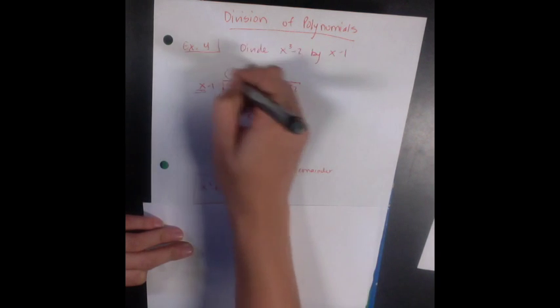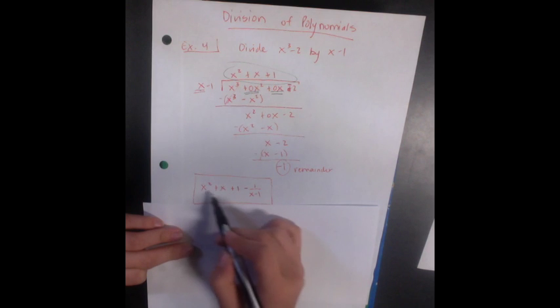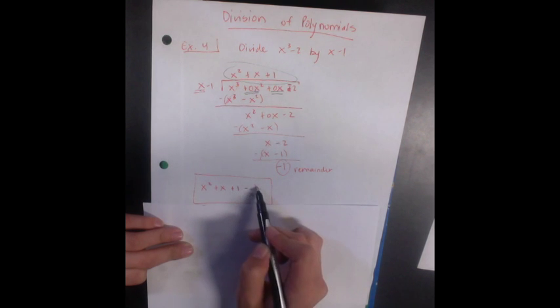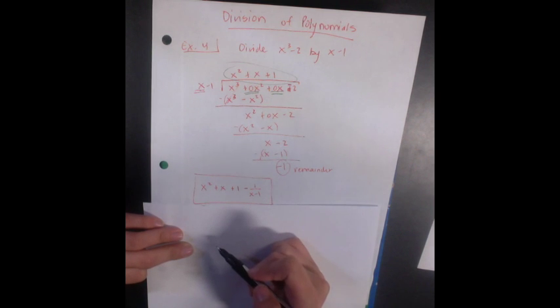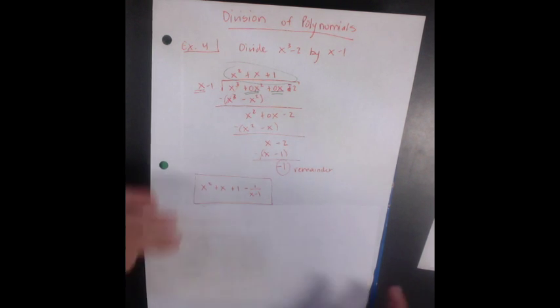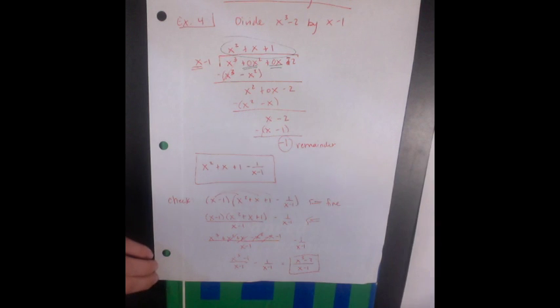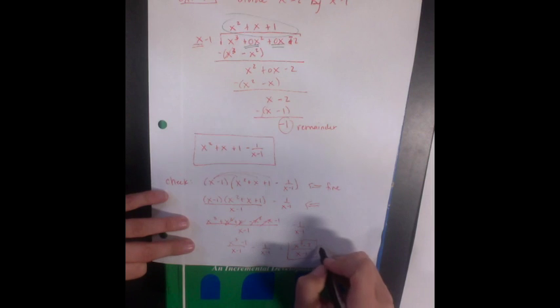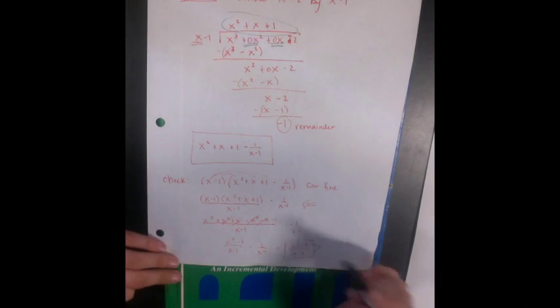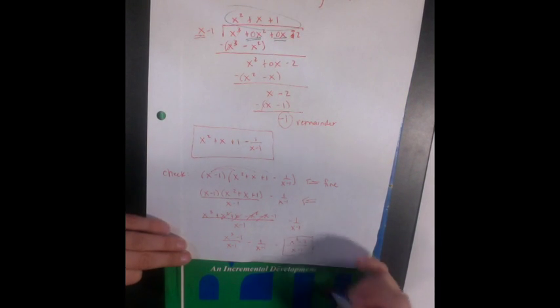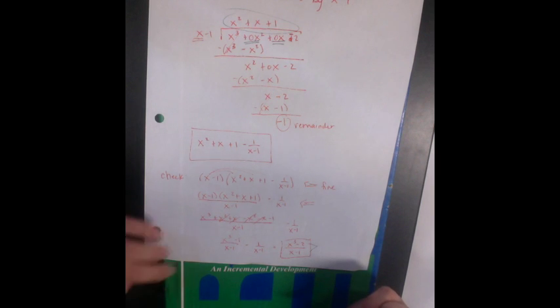So I write my x squared plus x plus 1 minus my remainder, it's 1, so minus 1 over x minus 1. And we can always check our solution by multiplying x minus 1 back in, and it gives us our equation, our problem, x cubed minus 2 over x minus 1.